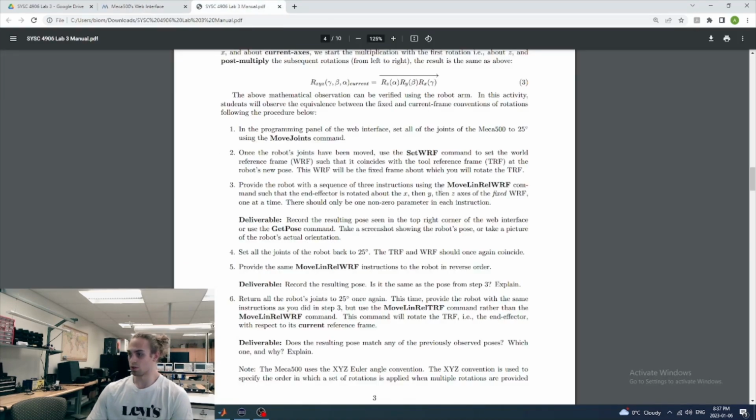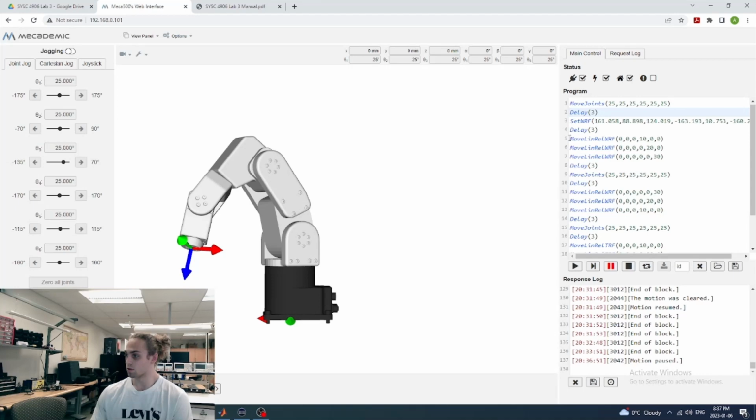So next we're going to use the move lin relative to the world reference frame command to provide rotations about first the x, then the y, then the z axes of the world reference frame. And since it's the world reference frame, it'll be fixed after each rotation. So this will be akin to the fixed convention. So I've got 3 statements here using the move lin relative to the world reference frame command. And first I'm doing 10 degrees about the x-axis, 20 about the y, and then 30 about the z. So we'll see what that looks like.